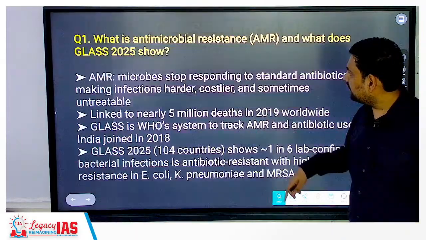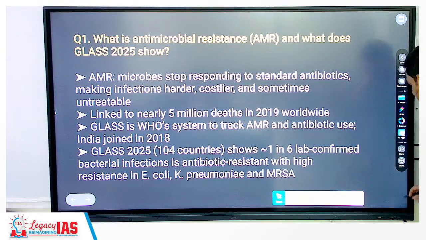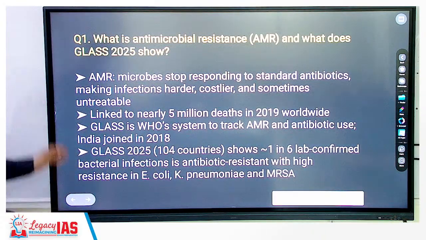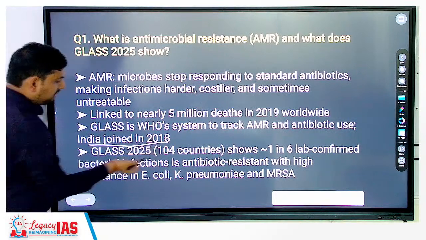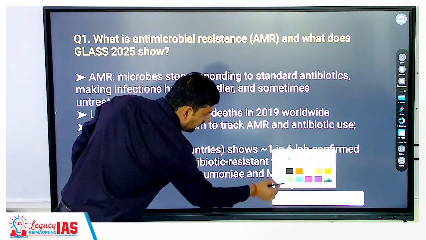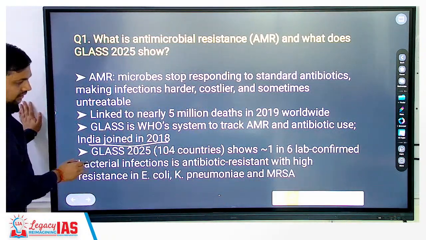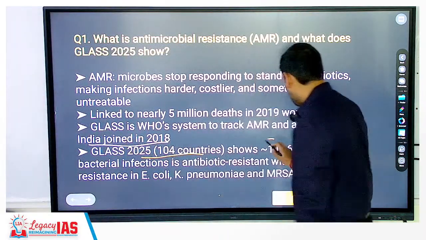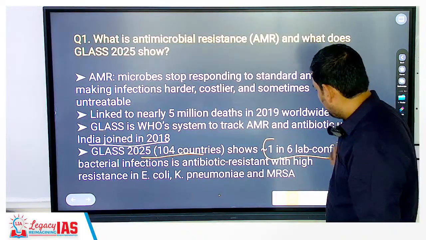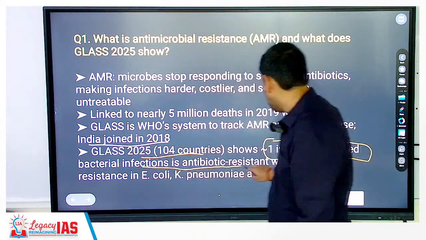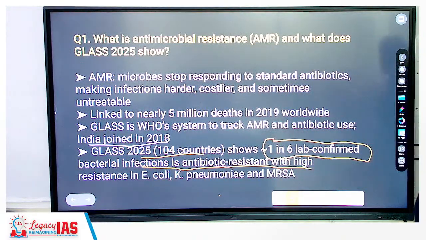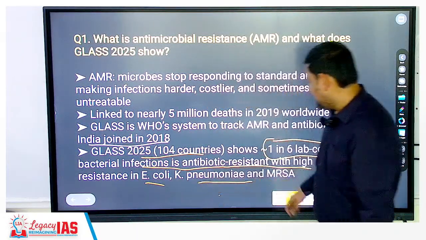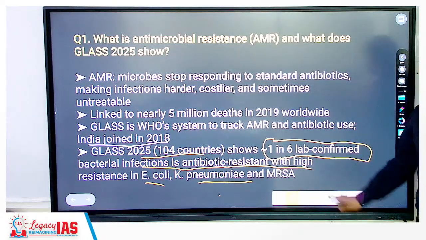Okay. Now, so what it said, India joined this in 2018. Now, this was done on 104 countries. It shows that 1 in 6 lab confirmed bacterial infections is antibiotic resistant. Now, examples of this are E. coli and pneumonia, MRSA. All these are examples.